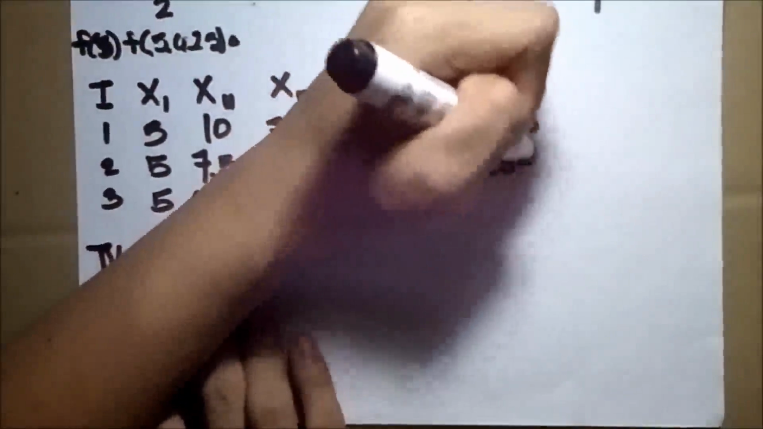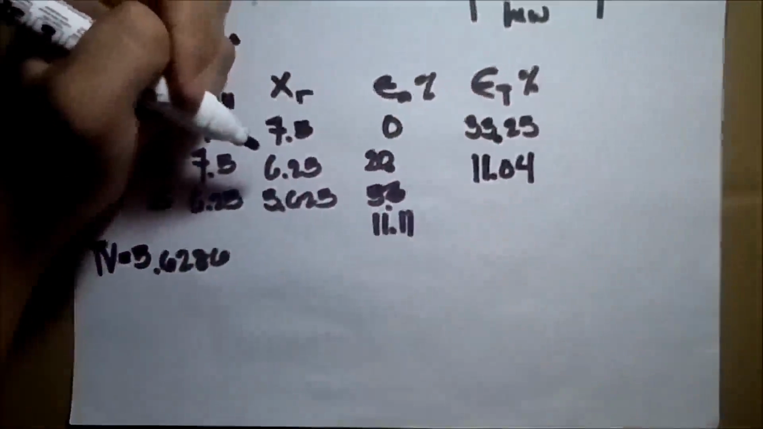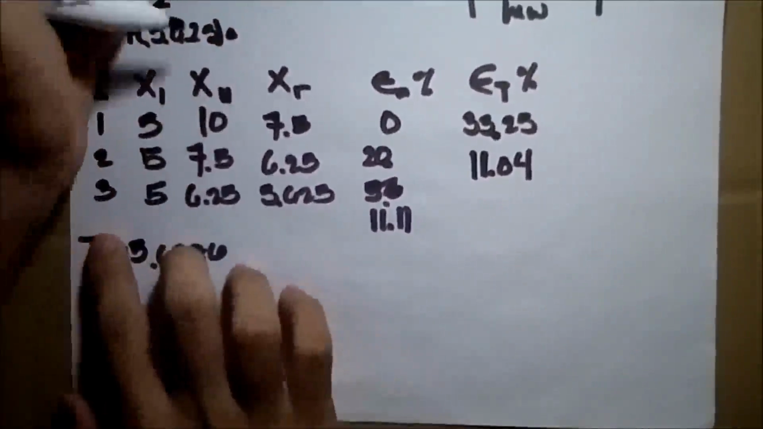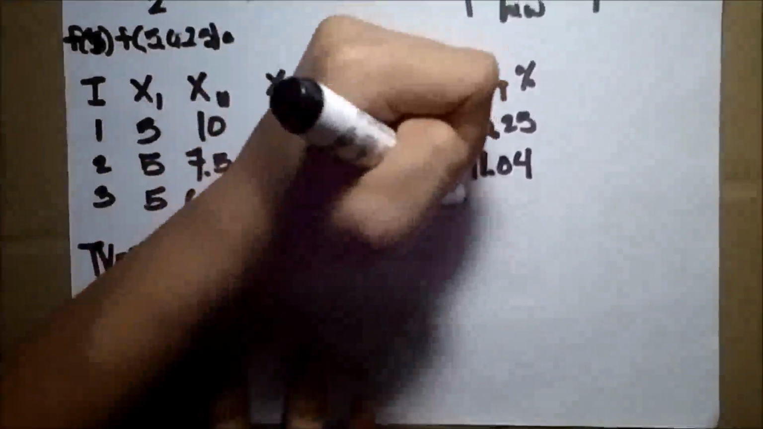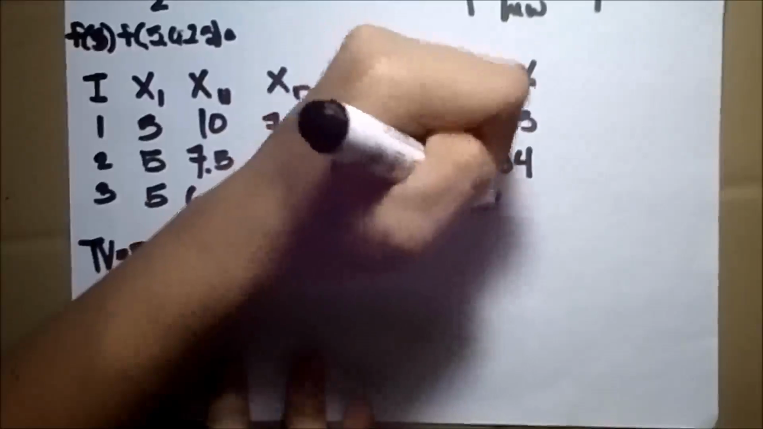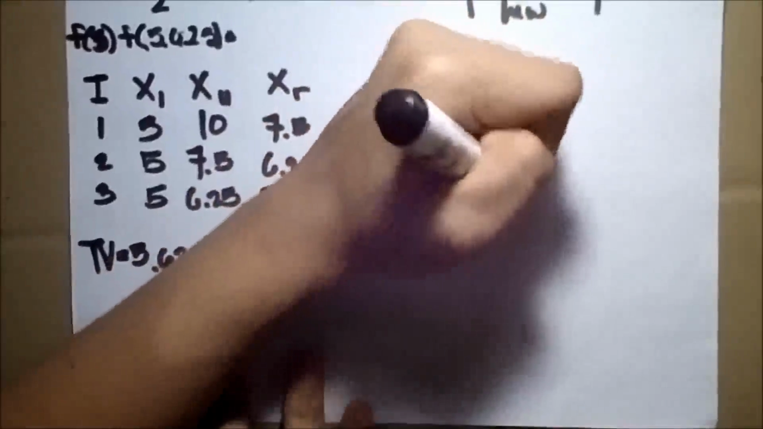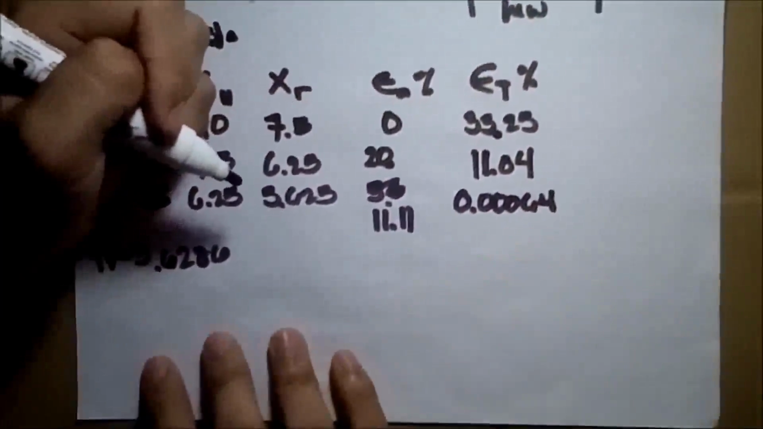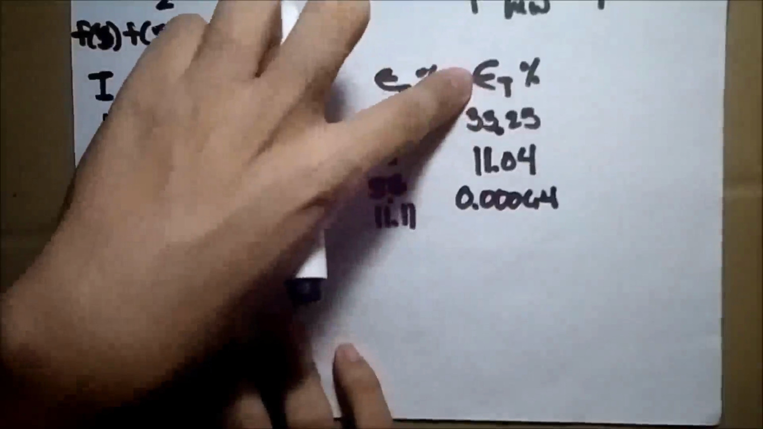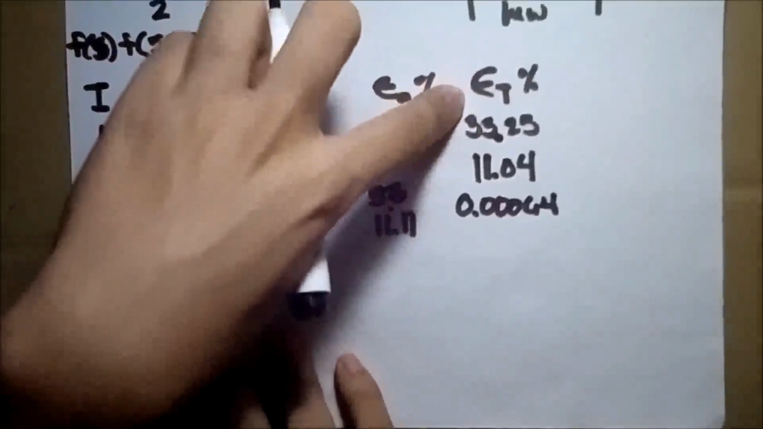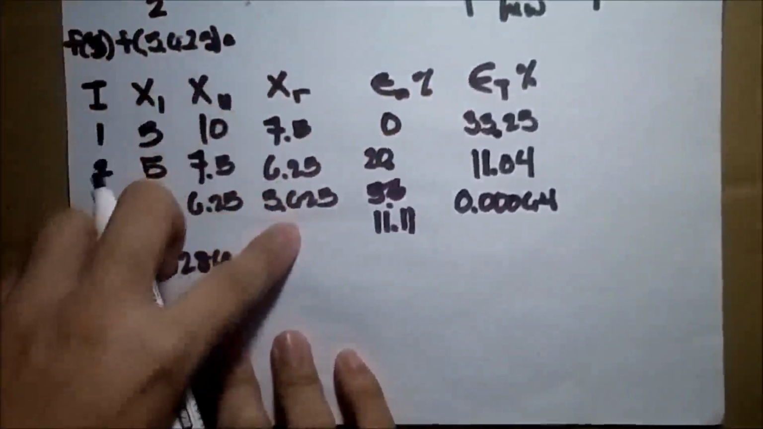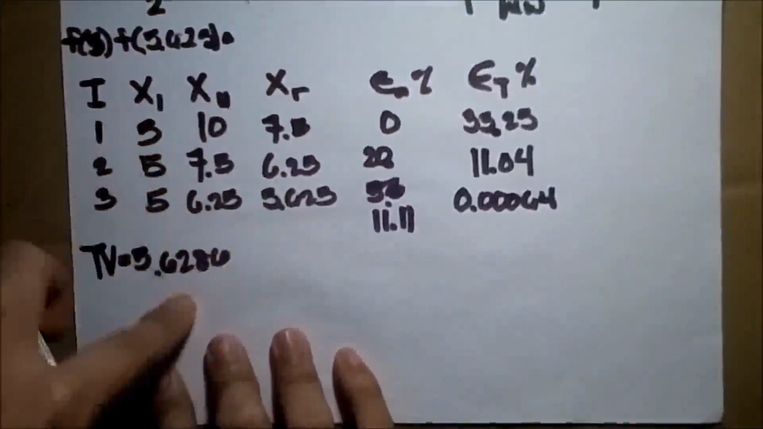In the second iteration, the true error will be 11.4%. In the third iteration, it becomes 0.00064%, which means that when the true error is smaller, the approximate value is nearer to the true value.